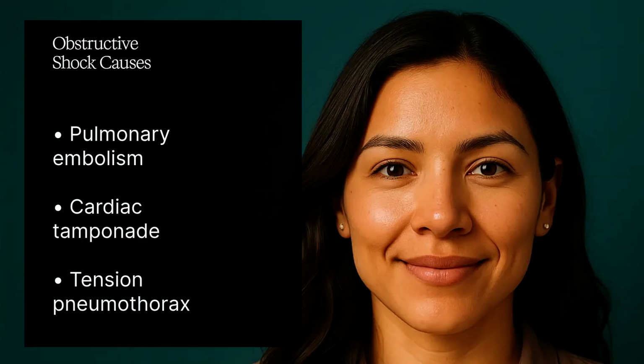In obstructive shock, there's a mechanical obstacle preventing proper blood flow. Common causes include pulmonary embolism, which blocks blood flow in the lungs, cardiac tamponade, where fluid around the heart prevents proper filling, and tension pneumothorax, which compresses blood vessels in the chest. These conditions create a physical barrier to normal circulation.